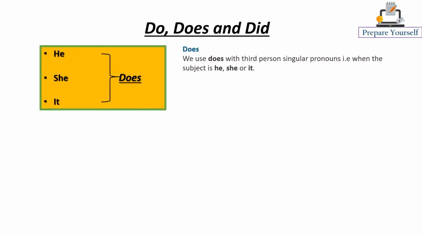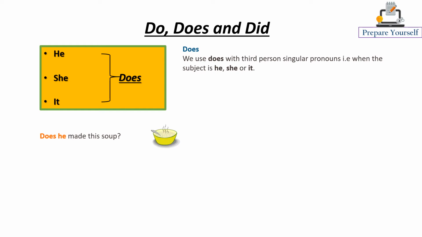Does. We use does with third person singular pronouns, that is when the subject is he, she or it. I repeat, we use does with third person singular pronouns, that is when the subject is he, she or it. Let's have a look.